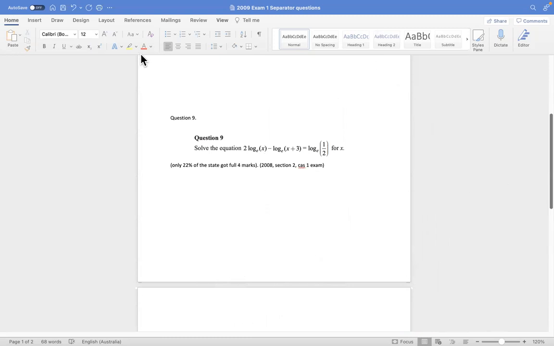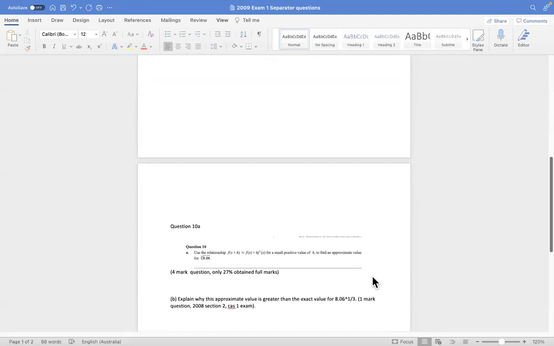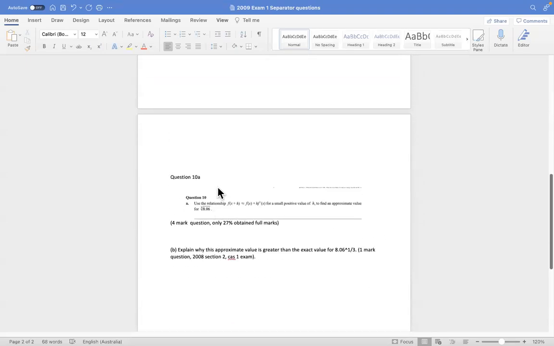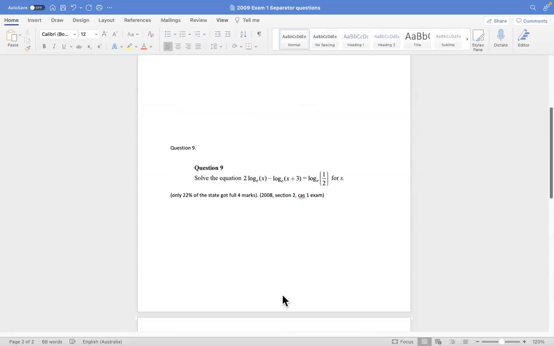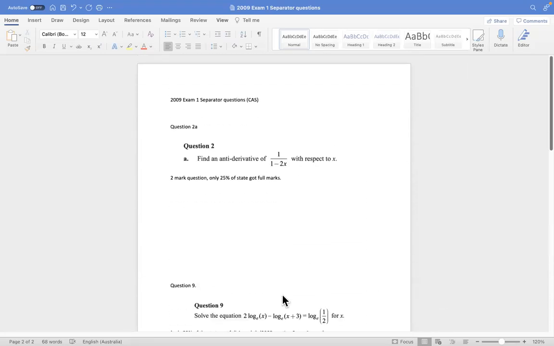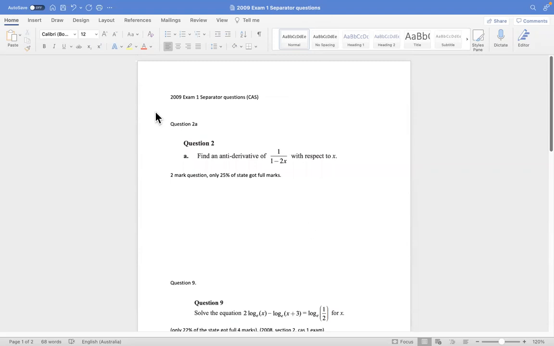So that's question 9. Now we don't need to do question 10 or 10b, as that is not relevant to the study design anymore. And that'll be all for 2009 exam 1 separator questions CAS.